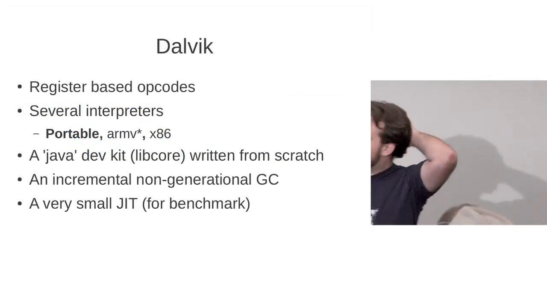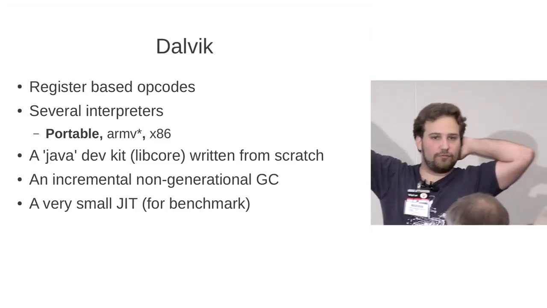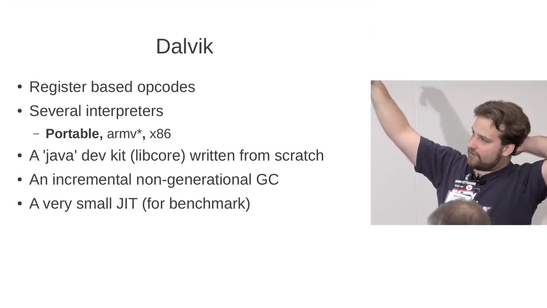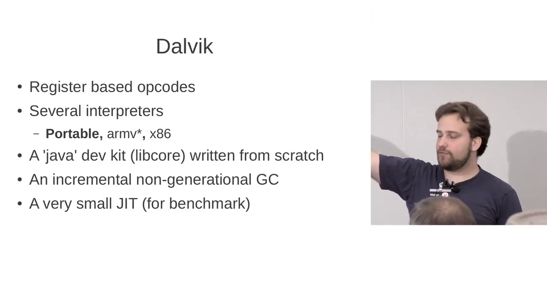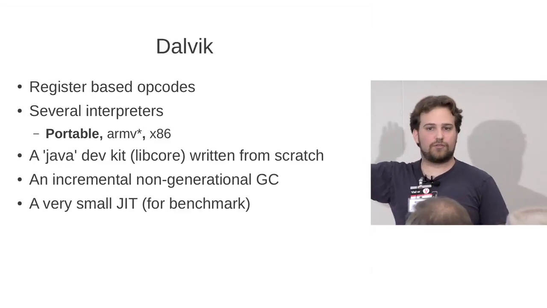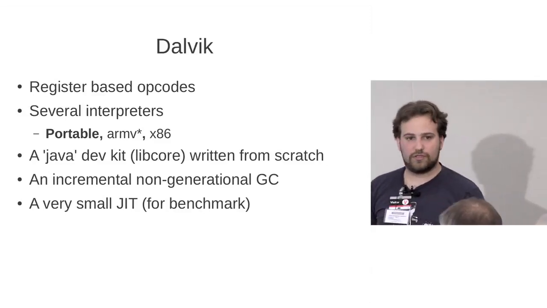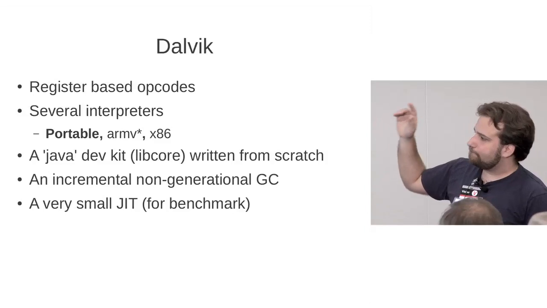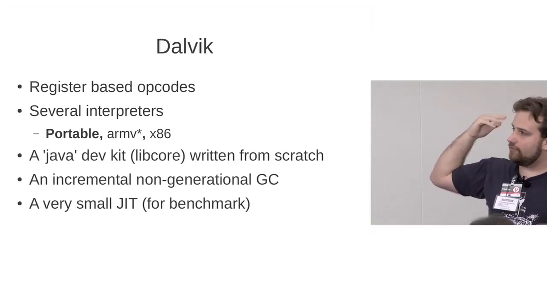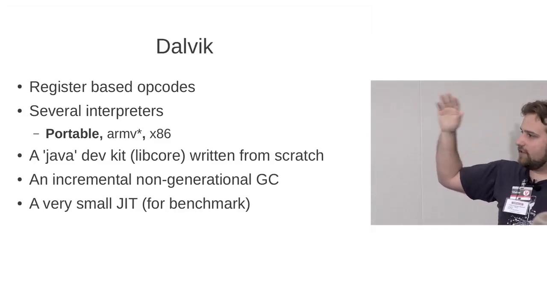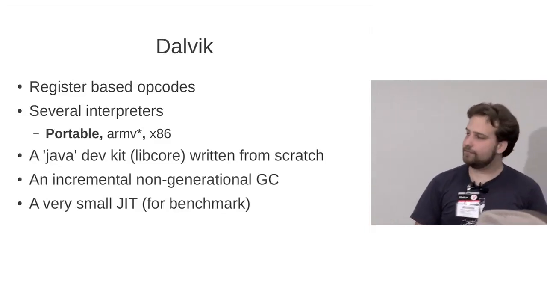The Dalvik virtual machine, DVM, is a register-based machine and has several interpreters. We work on the portable interpreter because it is written all in C. It's easier to develop. The JDK is written from scratch, and Dalvik has a non-generational garbage collector and a small JIT.